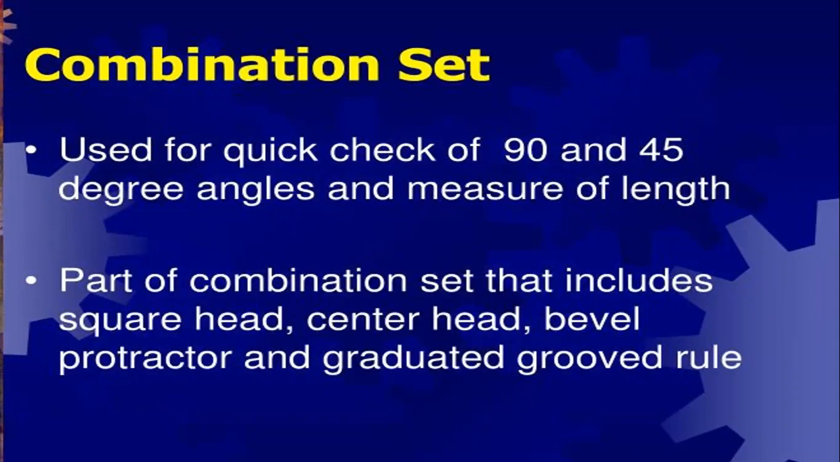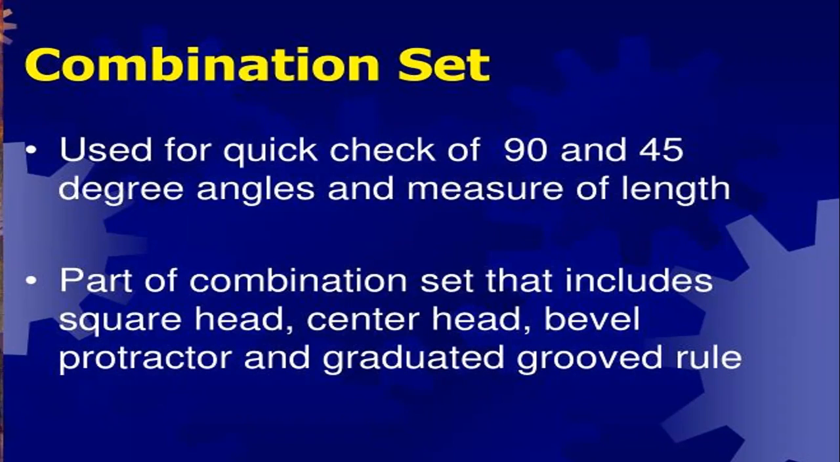Next one is the combination sets. These combination sets are used depending upon the angles and the length to be measured. They are highly used for quick checks of 90-degree and 45-degree angles, and also for measuring lengths.